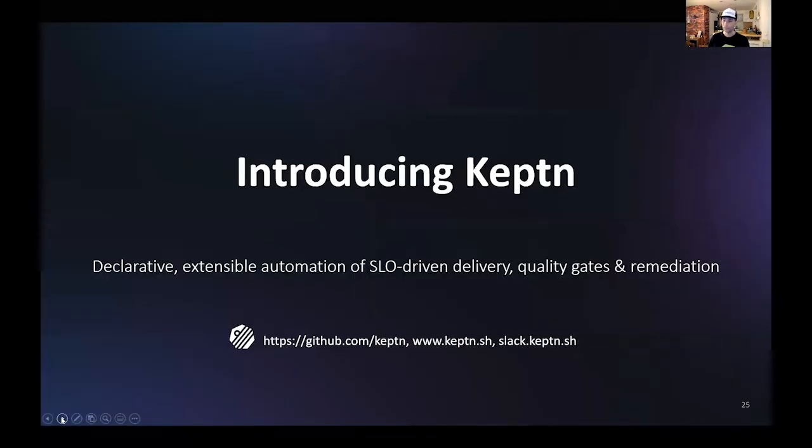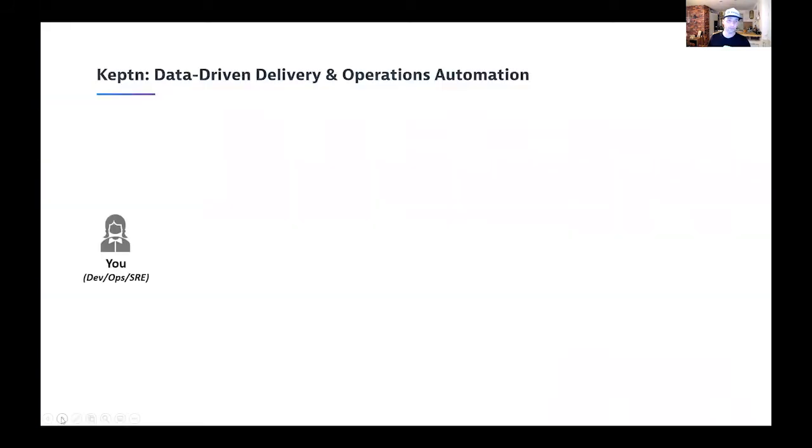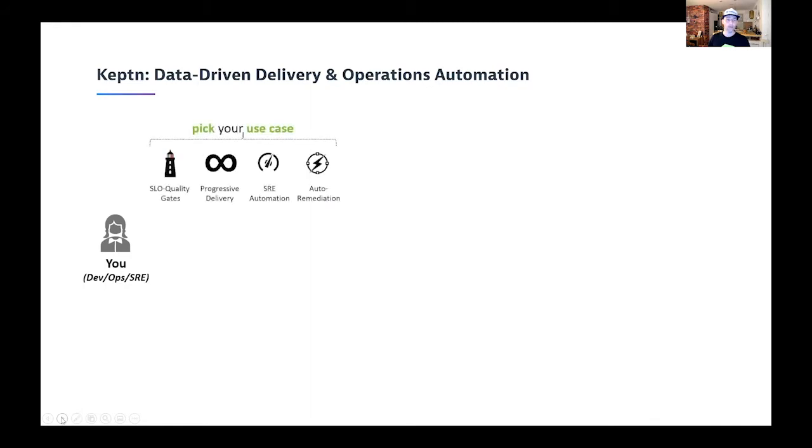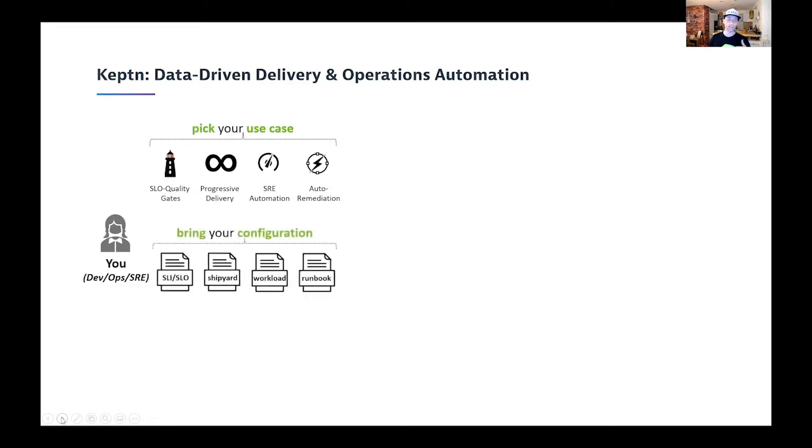So let me quickly introduce you to Keptn. Keptn can do more things than just what I'm going to demo later on. You can pick your use case: quality gates, delivery, SRE automation, auto remediation. The nice thing is it's declarative, so you bring your configuration depending on the use case, like we will see later on.